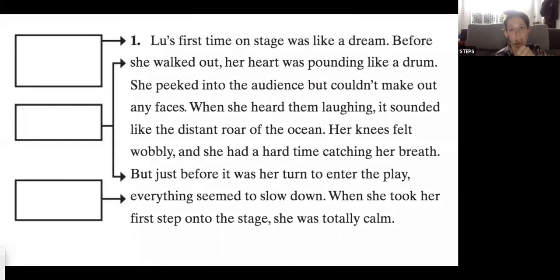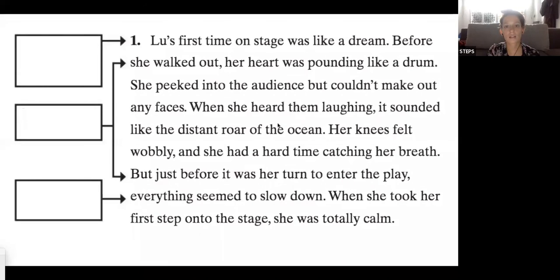Lou's first time on stage was like a dream. Before she walked out, her heart was pounding like a drum. She peeked into the audience, but couldn't make out any faces. When she heard them laughing, it sounded like the distant roar of the ocean. Her knees felt wobbly, and she had a hard time catching her breath. But just before it was her turn to enter the play, everything seemed to slow down. She took her first step onto the stage. She was totally calm.